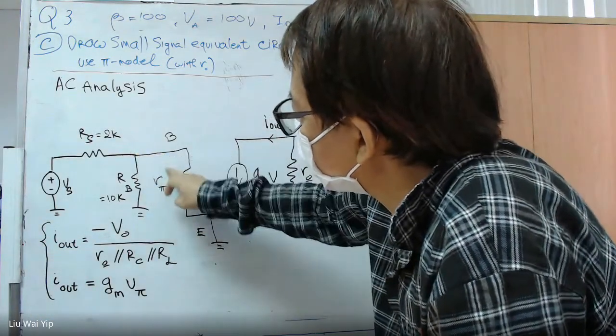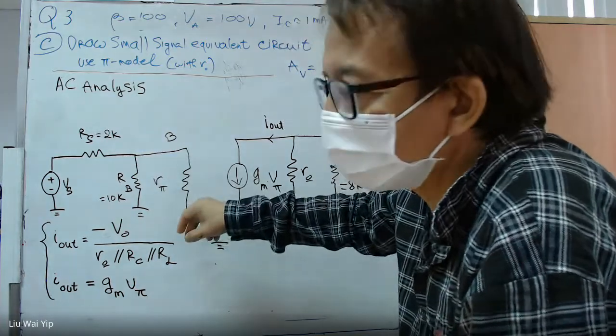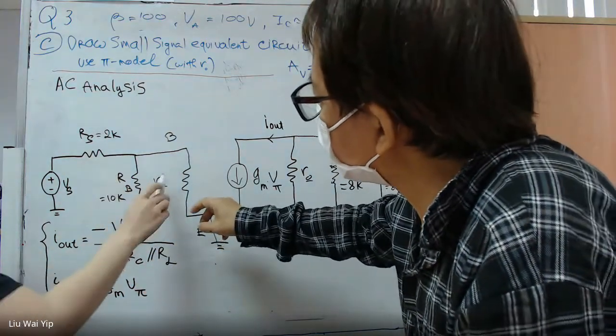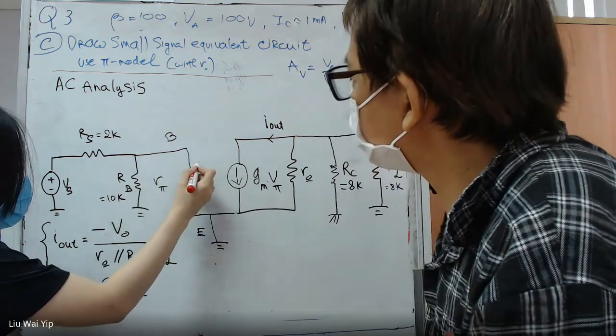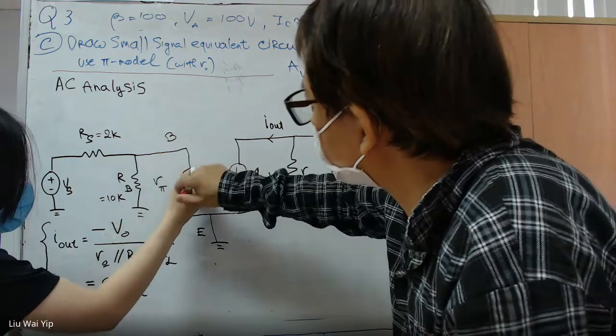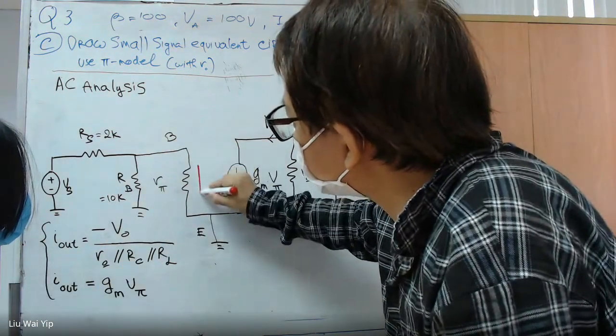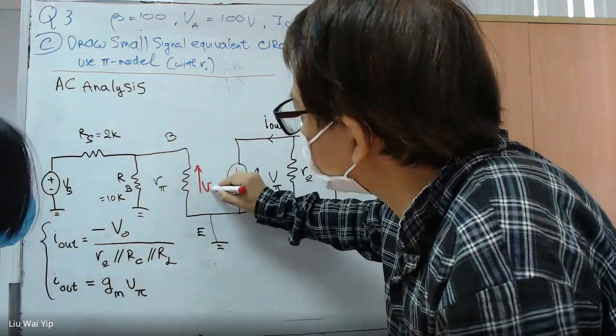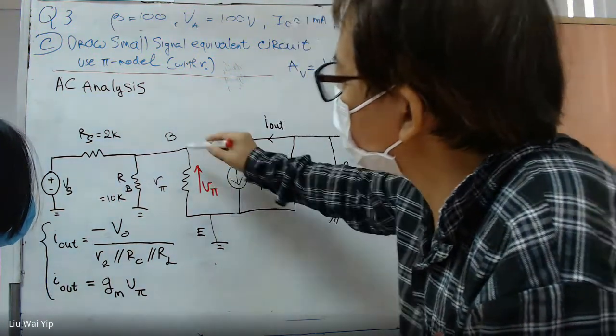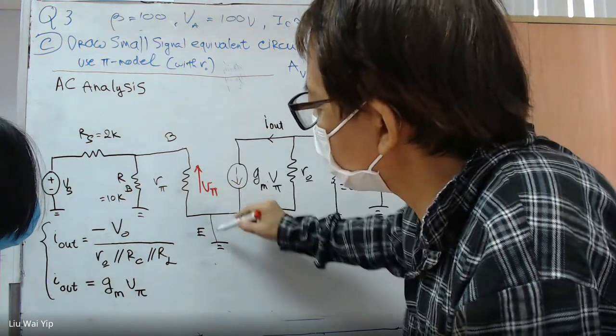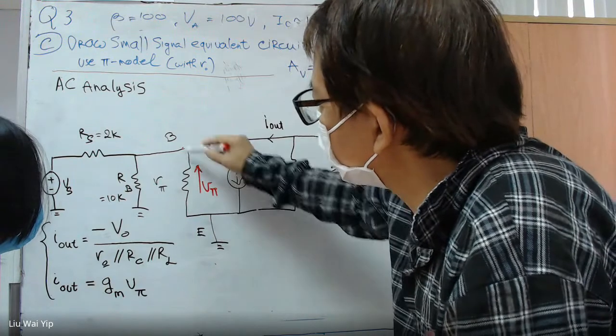Am I right? The voltage across the resistor, this one, V pi, goes up. Yeah, correct. So this is the V pi, measured from here to here.